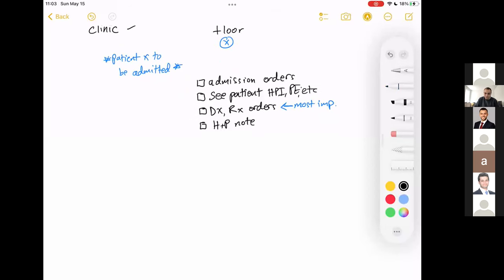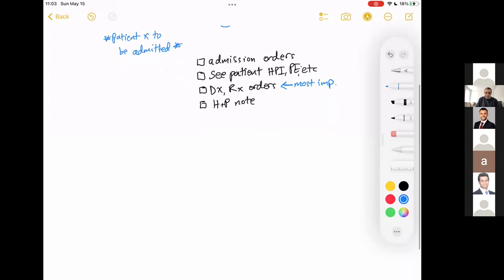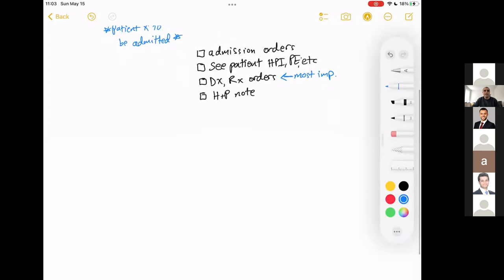Okay, so let's start by reviewing these things. I'm going to start by telling you a little bit about admission orders. Okay, so number one, admission orders. Maybe some of you will be familiar with this, but when I came here, I was completely unfamiliar. What the hell are admission orders?